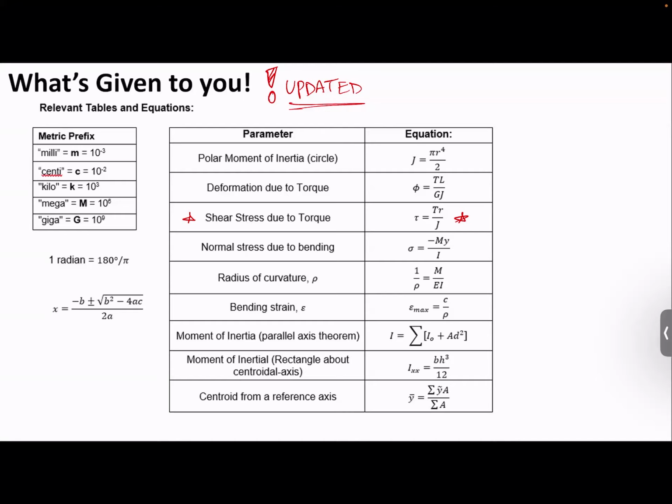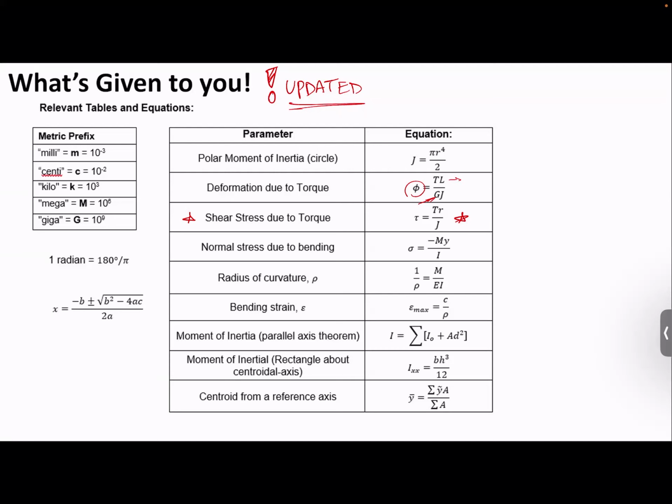What you'll see I'm not giving you for a lot of these things are the definitions of the terms. For deformation due to torque, obviously that's twist. You would need to know what this L represents and what the G represents, because that's not given to you on there: shear modulus and the length.